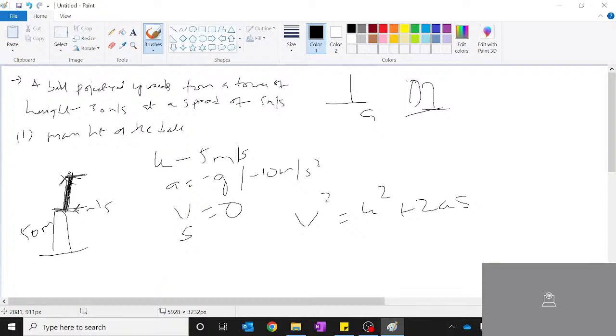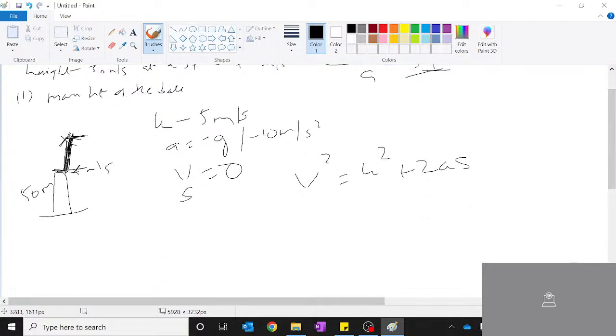Now, v is 0. u is nothing but positive 5, because it is going up. So 0 equals 5 square plus 2 into a, which is nothing but g, which is minus 10, into s, which is what I am supposed to find out, correct? Understood?